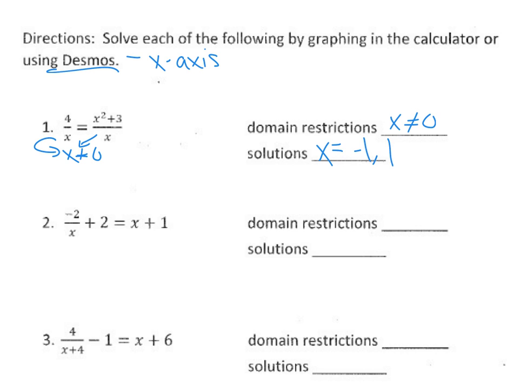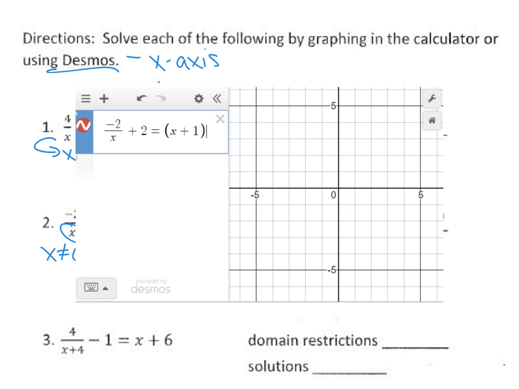You could solve this algebraically, but it's a lot more complicated, and all we're going to focus on is looking at a graph. So moving on to number 2, we have -2 over x plus 2 equals x plus 1. We only have one denominator. It's this x, so we just say x does not equal 0 for our domain restrictions. And then we would type this into DESMOS, which you can do. I'm going to pull up a picture.